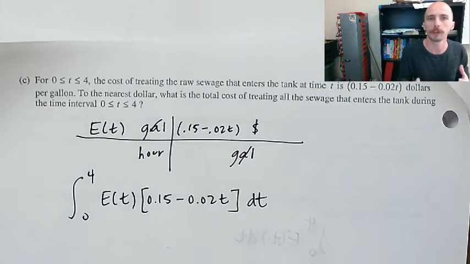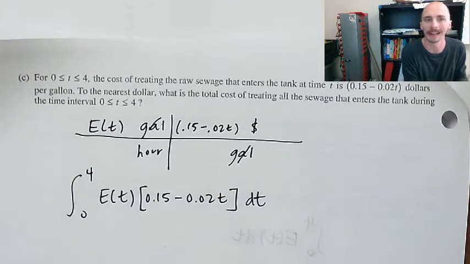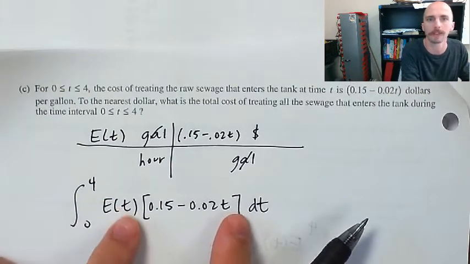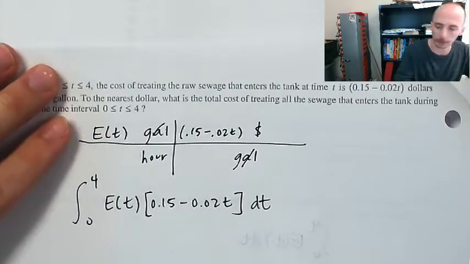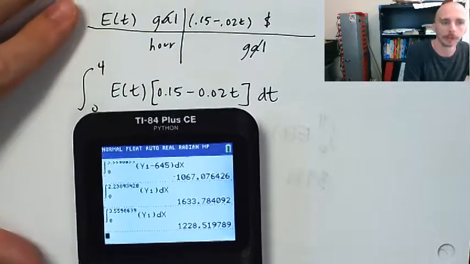Or you could think about what you're adding up in your integral. You're just adding up a bunch of things together. It's an amount of sewage that entered in an instant times the amount of money that it costs to treat that amount of sewage. And that's going to be these two things at an instant time t. Okay, so that's what I'm going to do. I think that's all the explanation I've got.